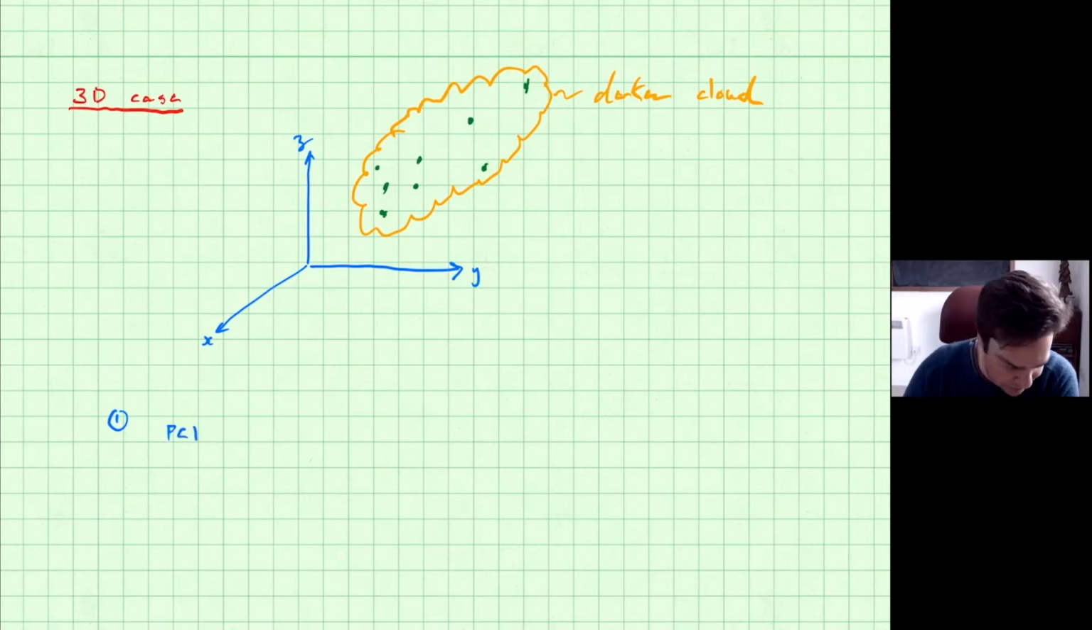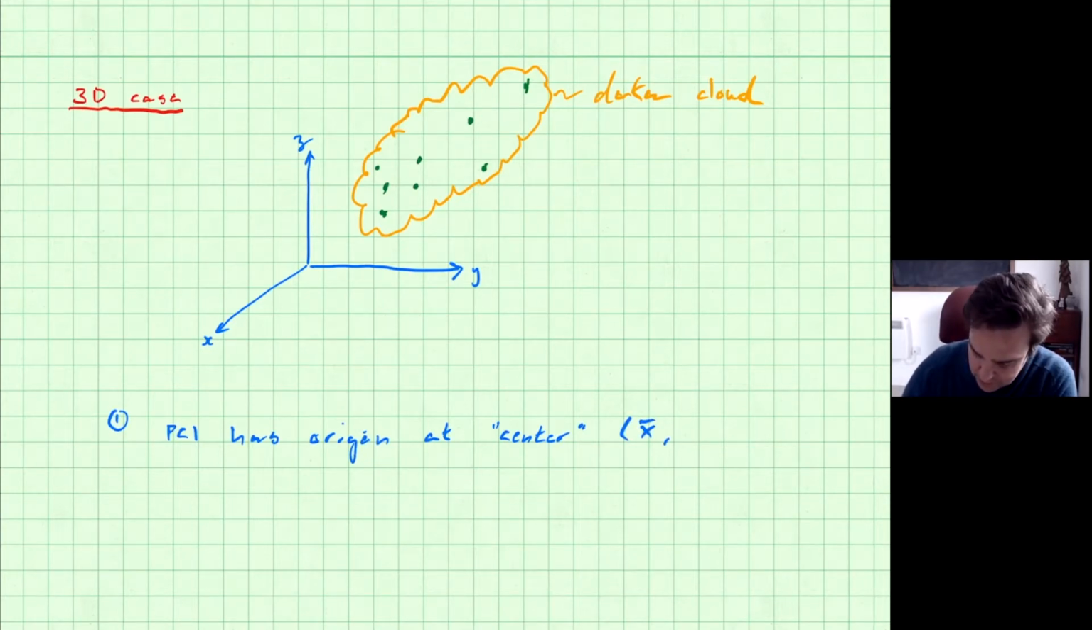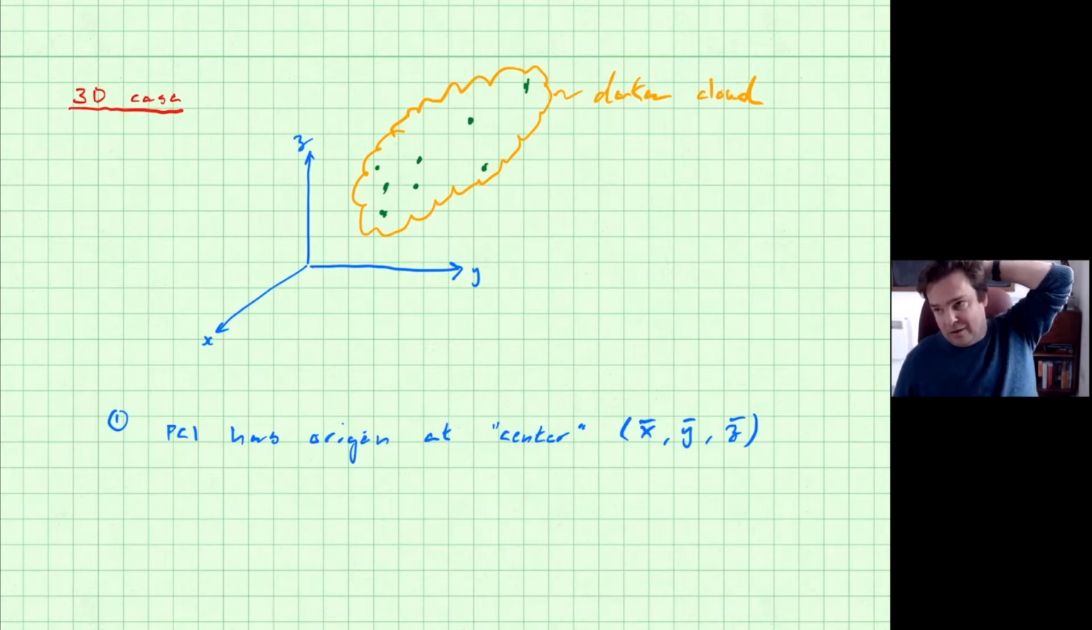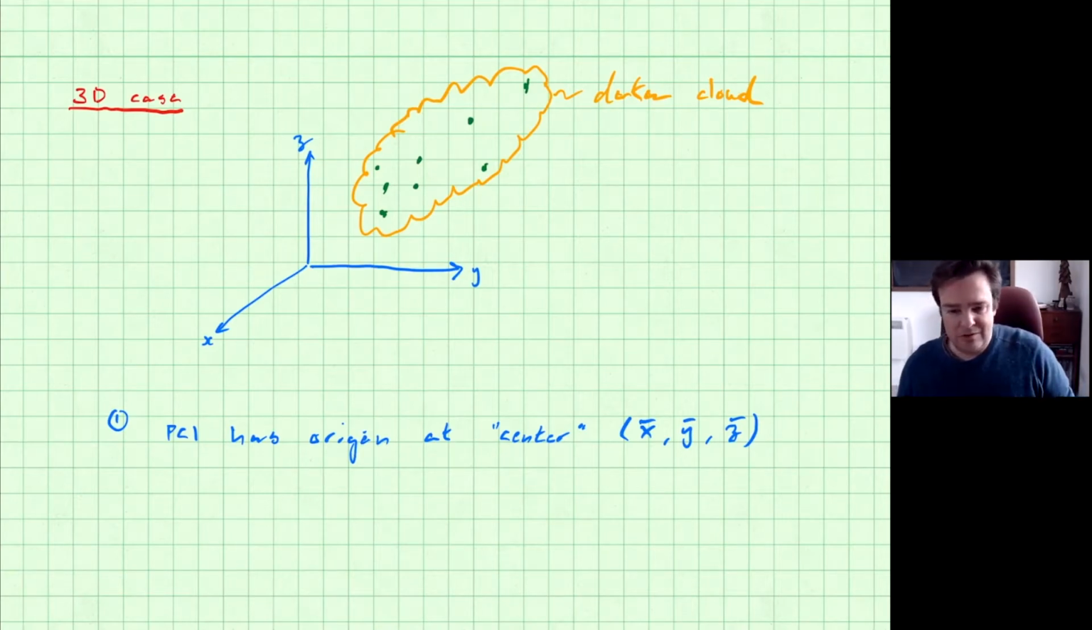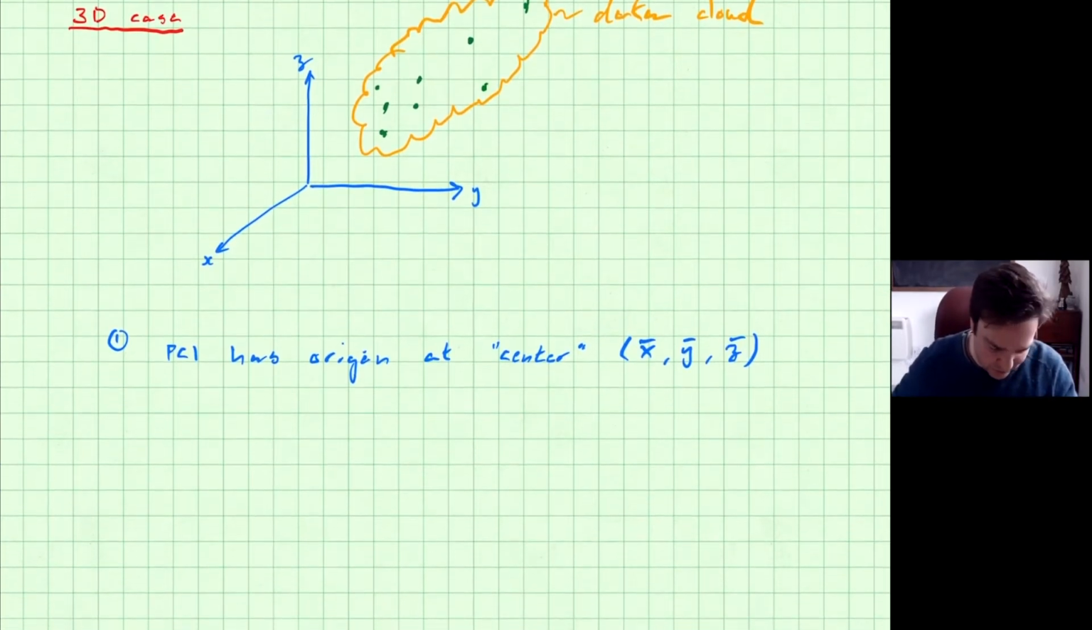PC1 has its origin at the so-called center again. So that's the point x bar, y bar, z bar, the averages of all the heights, weights, and ages. You can make your life a lot easier if you just center the data to begin with, so that this step is not part of PCA, and the data already started out centered. It's often a good idea anyway. But anyway, so this is sort of step 1.